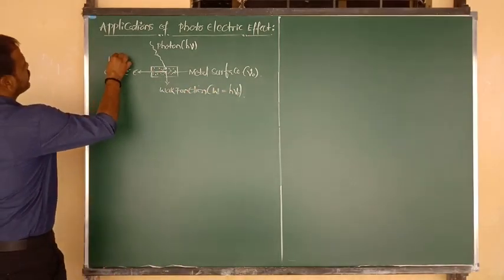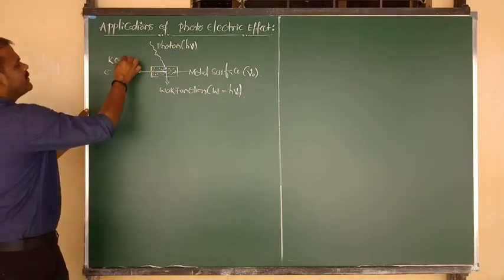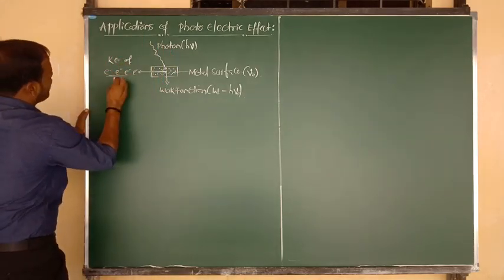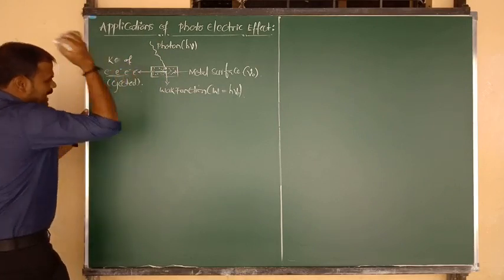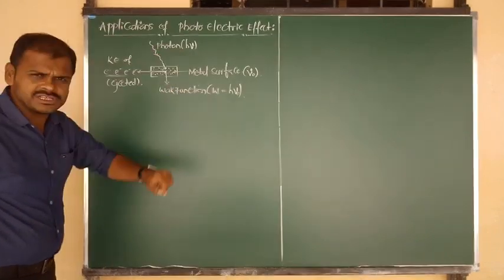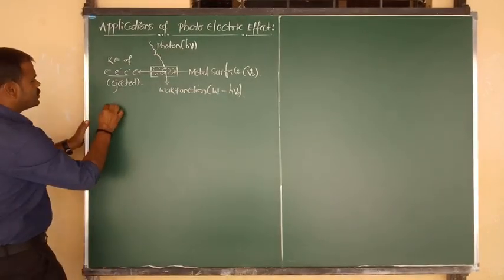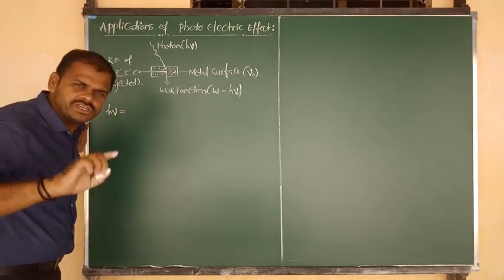Already I have told you, the remaining energy of the photon appears in the form of kinetic energy of the ejected electrons. Kinetic energy of the ejected electrons. So the total striking photon contains energy, what? h nu. So the total energy of the photon, h nu, is utilized in two ways.